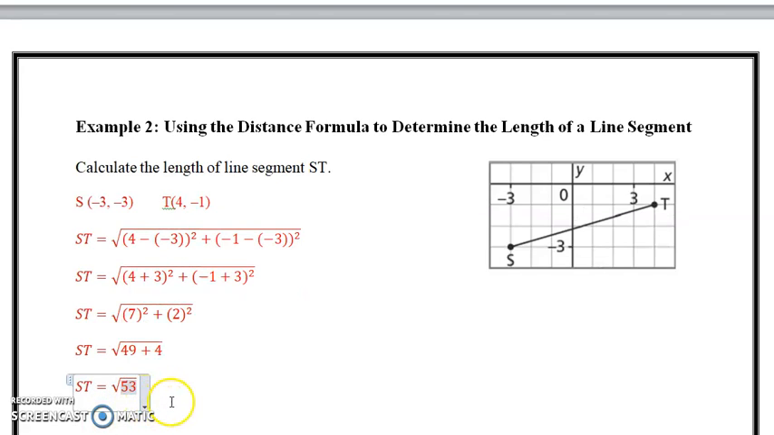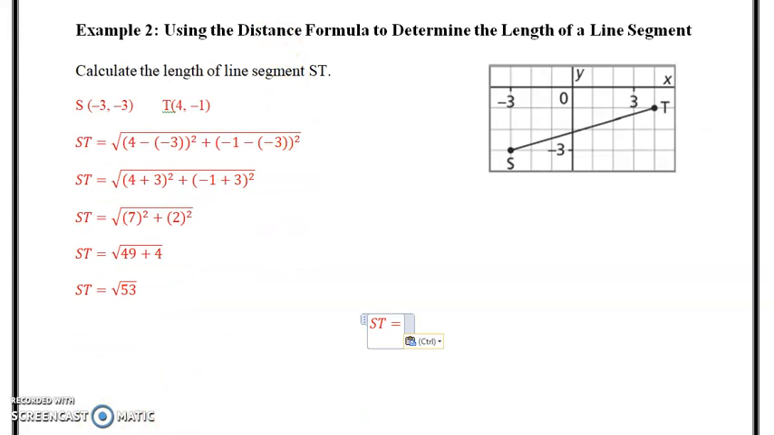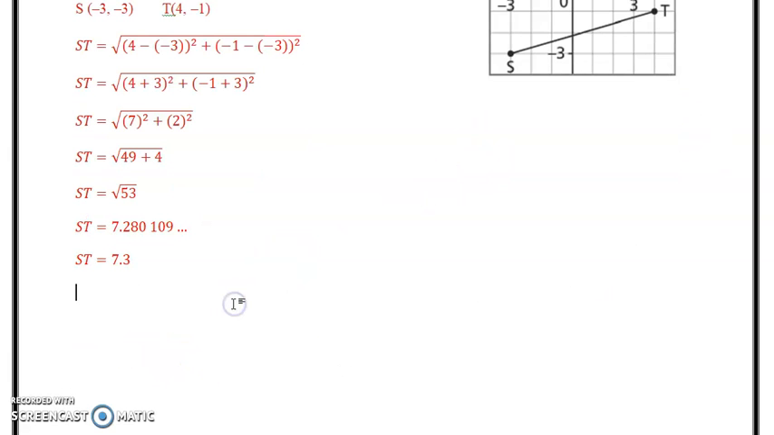Square root 53. And again, we can write that as a decimal. So we just go to our calculators, put in the square root of 53, and we get 7.280109, and so on. And again, if it doesn't say to round, I usually go one place after the decimal. So that would make the 8 round the 2 up to a 3, so it's approximately 7.3. There's no units, so that's fine. You can leave that out.